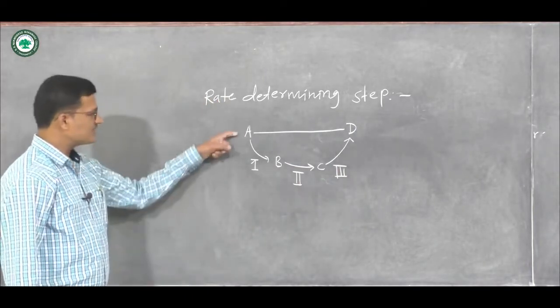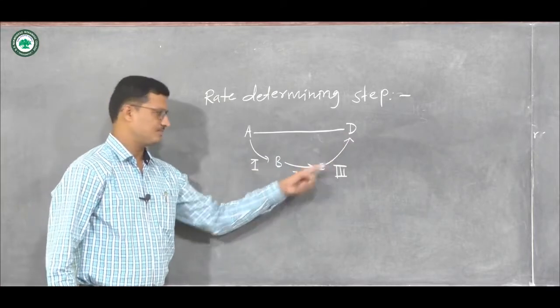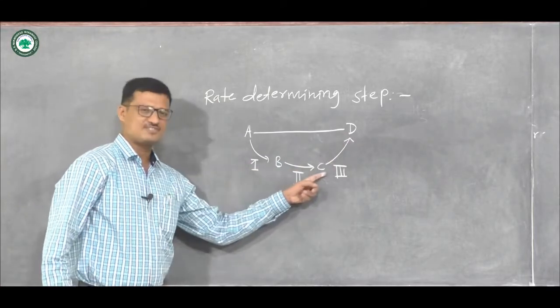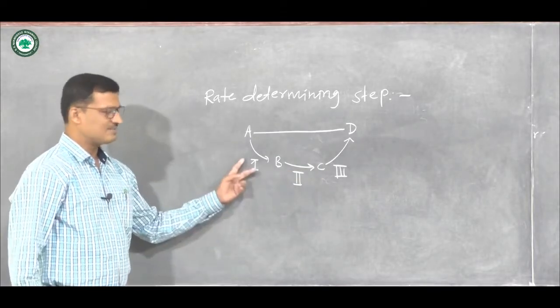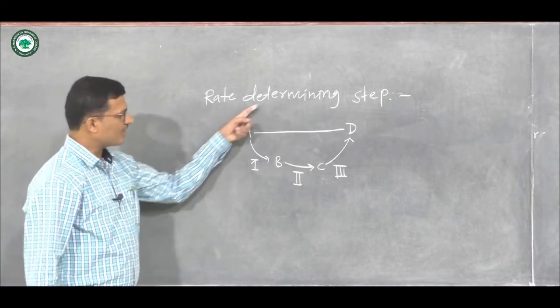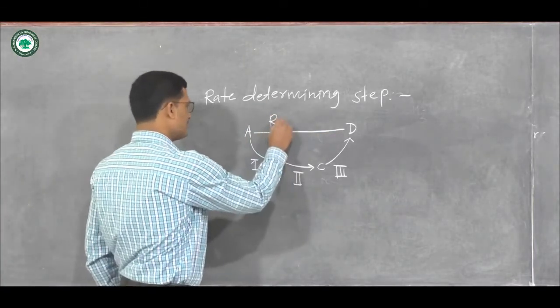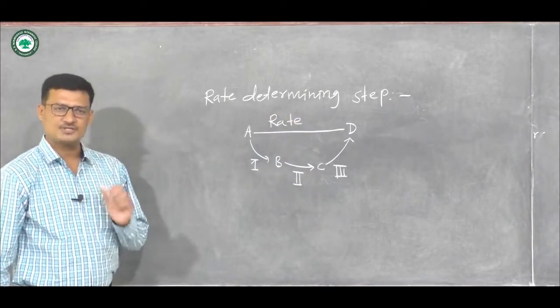The rate of reaction depends on which is the slow step of the reaction. There are so many steps in a chemical or organic conversion, so 2 steps, 3 steps or 4 steps, whatever may be. But the overall rate of the reaction depends on the slow step of the reaction.